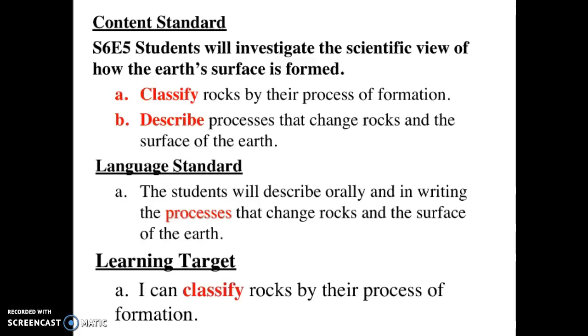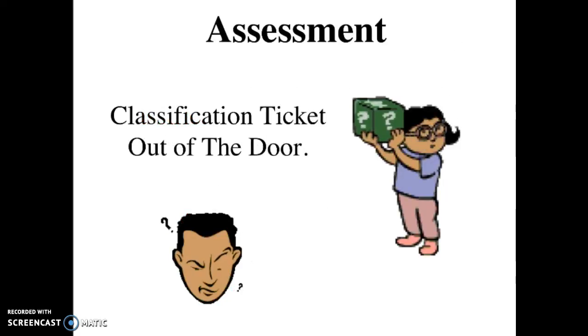The learning target: I can classify rocks by their process. Now, it doesn't say I'm going to tell you what the rocks are, and I'll show you the rocks, and you're going to tell me what kind they are. It says that you yourself can classify a rock by its process, or how it is formed. That's what we're going to work on today.